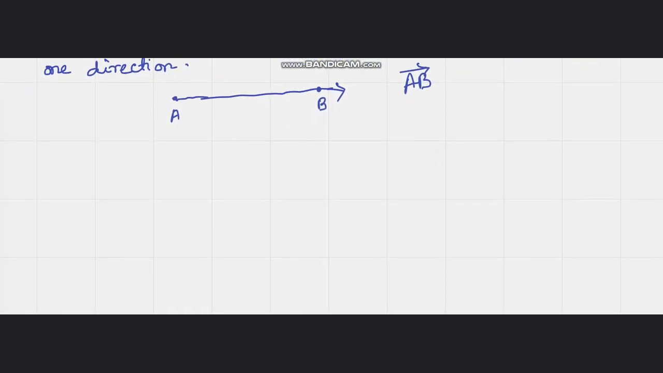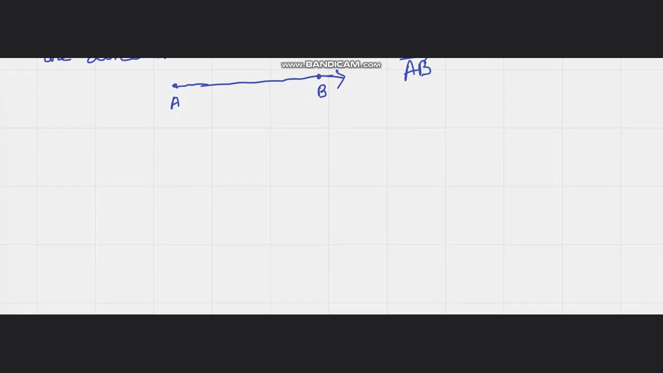So now let us learn about line. So what is a line? A line is basically something we can extend indefinitely in both directions. The difference between a line and a ray is that a ray extends in one direction and has one endpoint, but a line doesn't have any endpoint, so we can extend it in both directions.